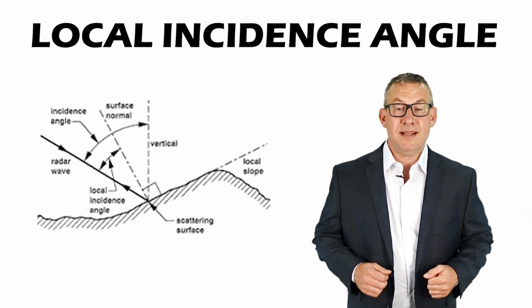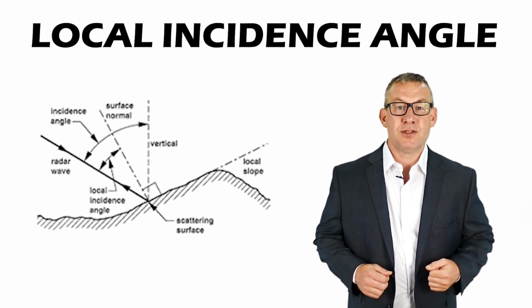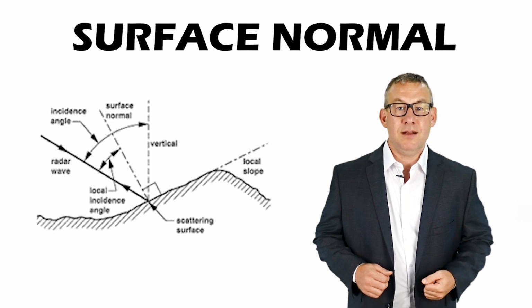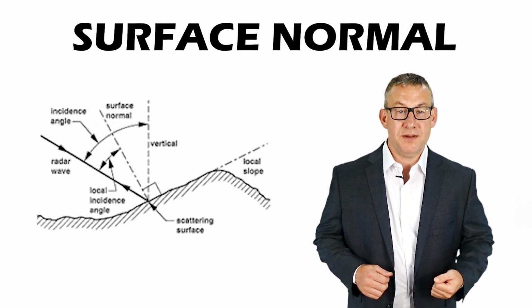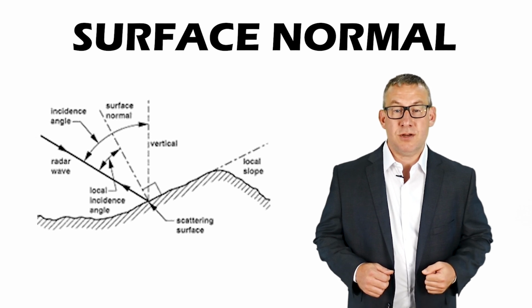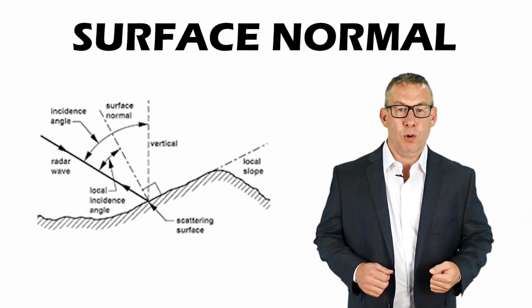The local incidence angle. The local incidence angle is the angle between the incoming light ray and the surface normal. The surface normal. The surface normal is a line perpendicular to the local surface. Slope and surface direction define the surface normal.